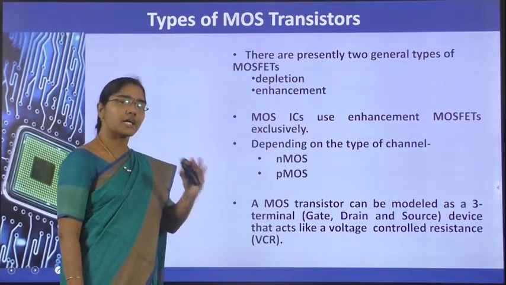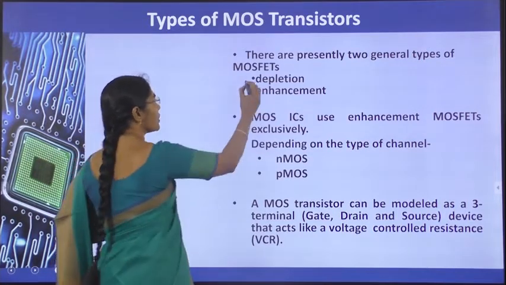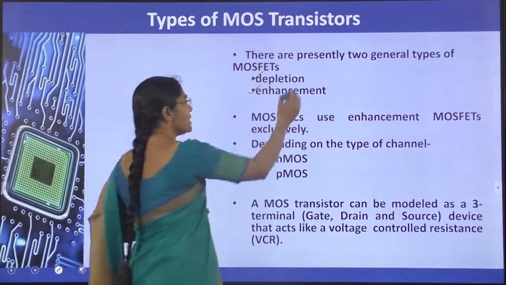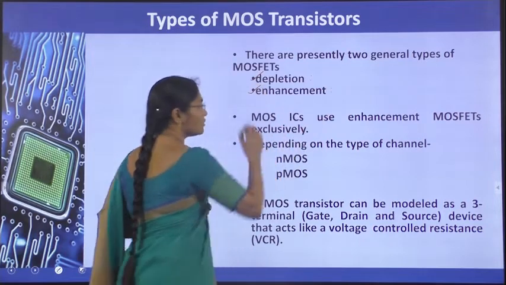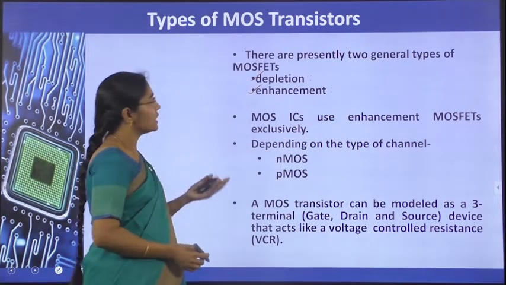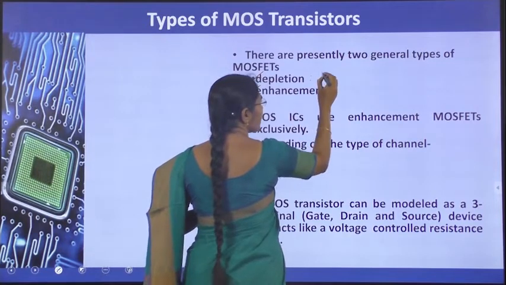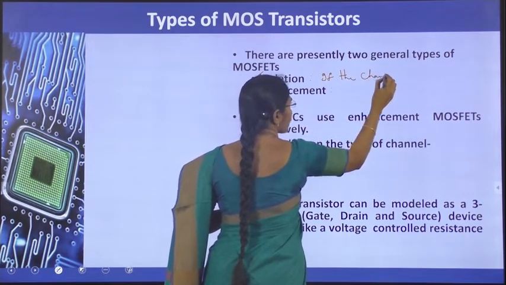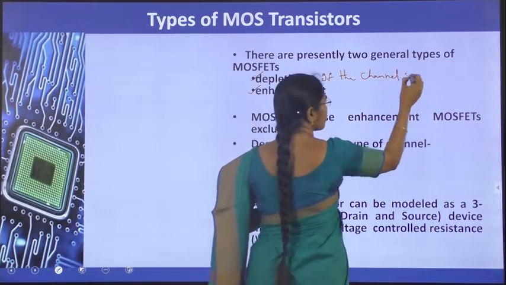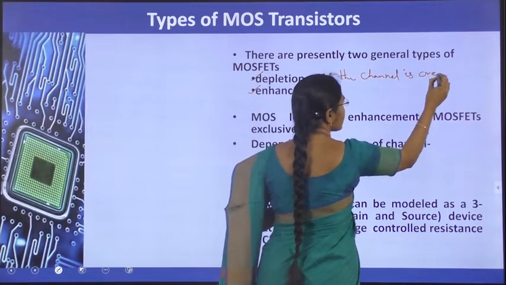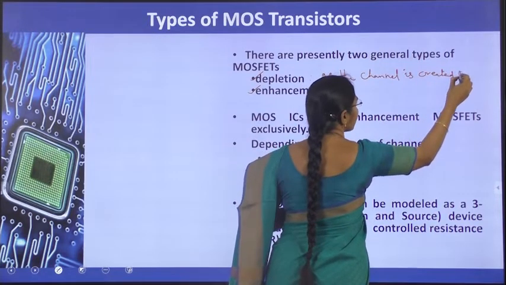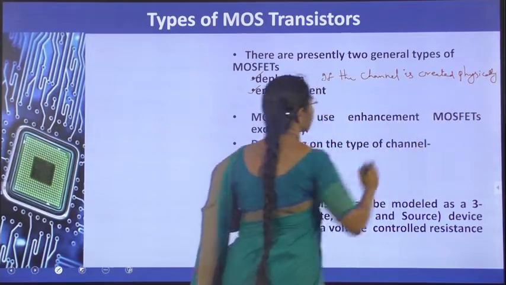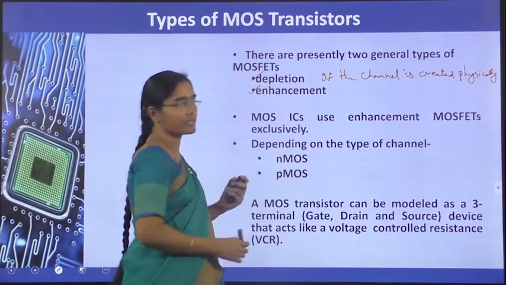We have seen the types. What are those types? One is depletion and another one is enhancement. What is the meaning of depletion and what is the meaning of enhancement type? Depletion is nothing but if the channel is created physically, then that is called as depletion mode MOSFET.